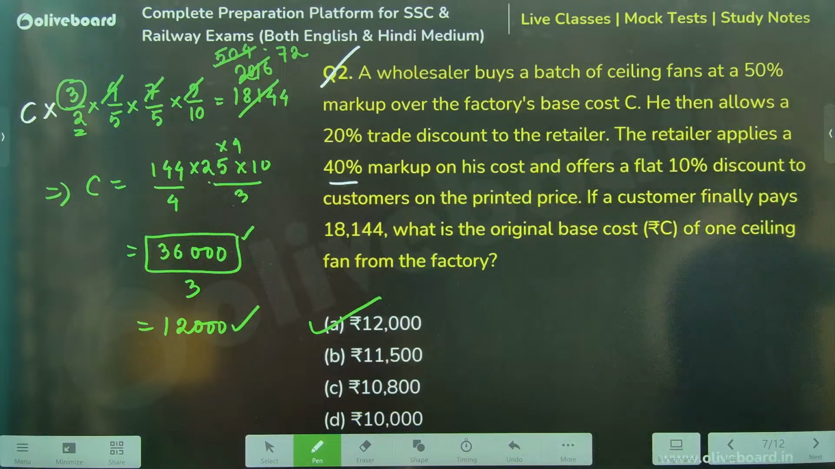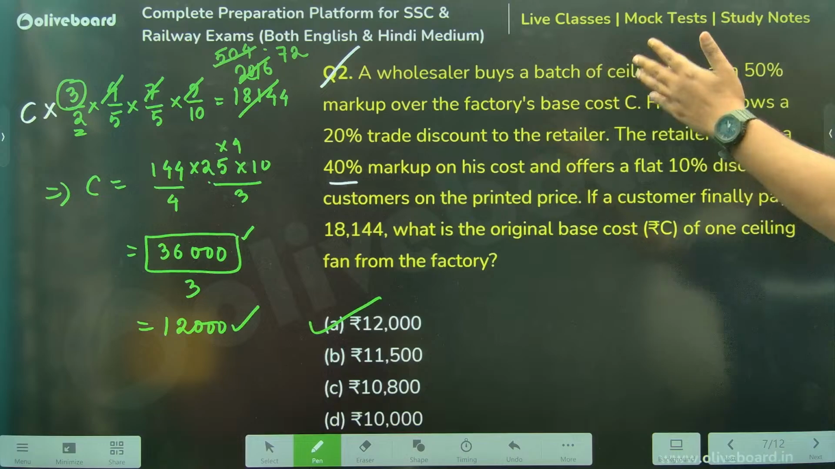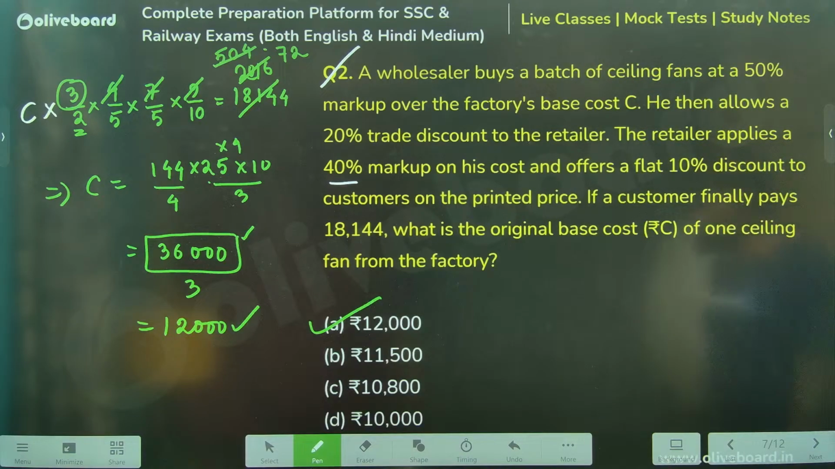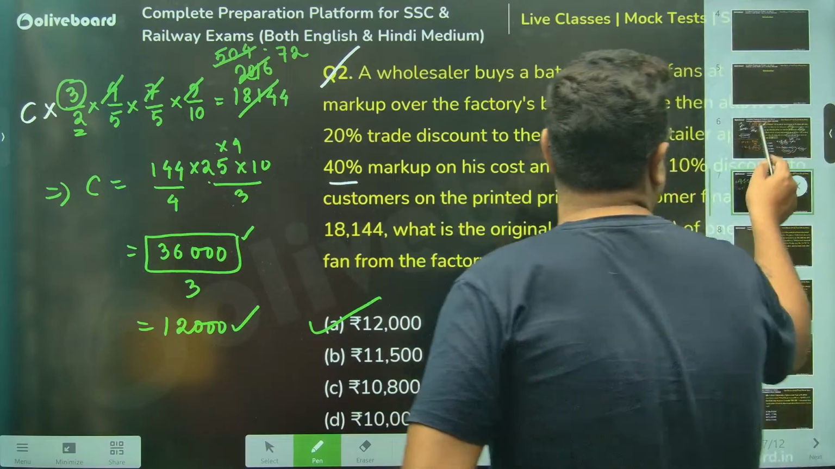My mistake. This very simple 216 I've written instead of 2016. And you see, I'm thinking, kya garbar kar diya maine? I'm thinking, what did I do wrong?